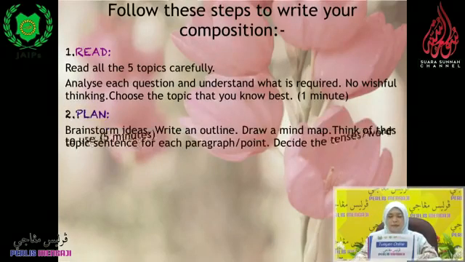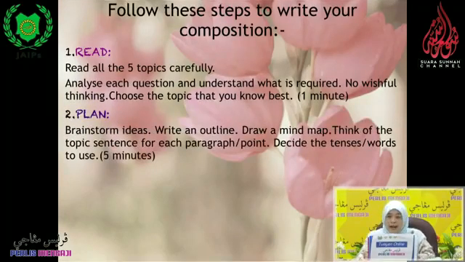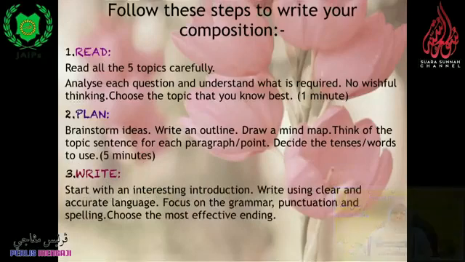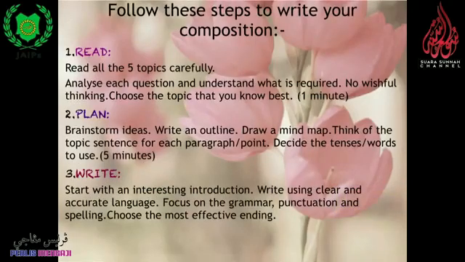Next, plan. You have to plan your composition. Brainstorm ideas. Write an outline. Draw a mind map. Think of the topic sentence for each paragraph of each point. Decide the tenses and words to use. Maybe around 5 minutes. And then start writing. Start with an interesting introduction. Write using clear and accurate language. Focus on the grammar, punctuation, and spelling. Choose the most effective ending. Interesting introduction, effective ending.